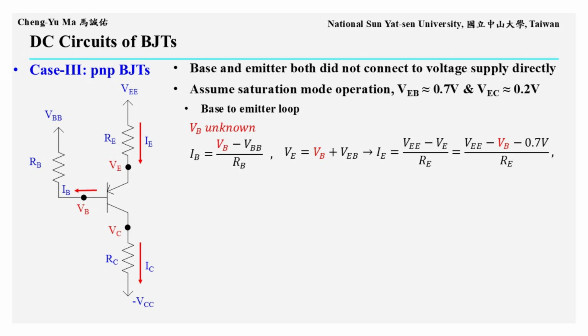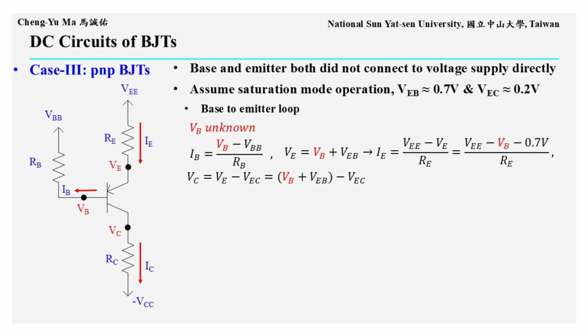Starting with VB as the unknown, the base current is IB equals (VB minus VBB) divided by RB. Since VB is the only unknown, this expression contains only one unknown. Next, VE equals VB plus VEB, and VEB is approximately 0.7 volts. Therefore, IE equals (VEE minus VE) divided by RE, or (VEE minus VB minus 0.7 volts) divided by RE.